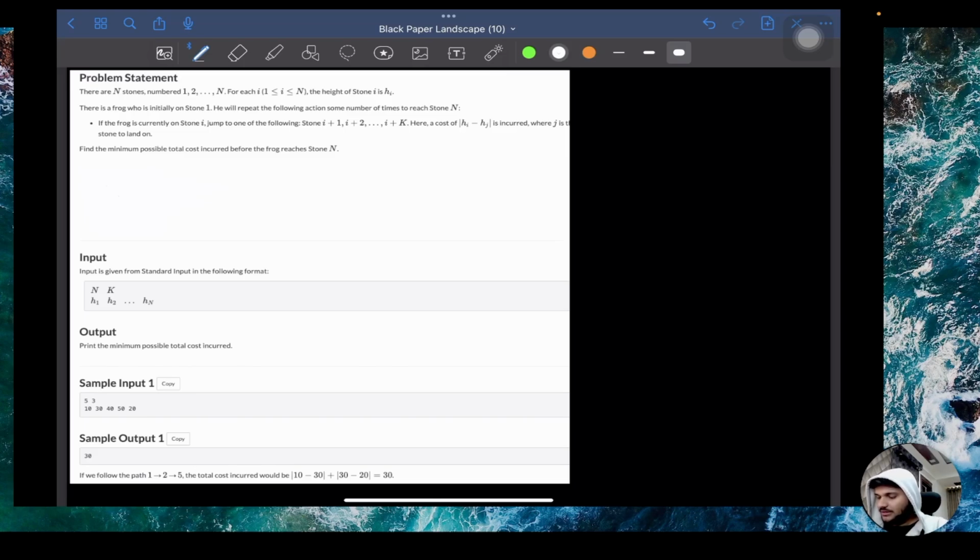So this is a new problem coming in front of us, right? We have solved a similar problem previously. So let's try to understand that there are n stones numbered from 1 to n.